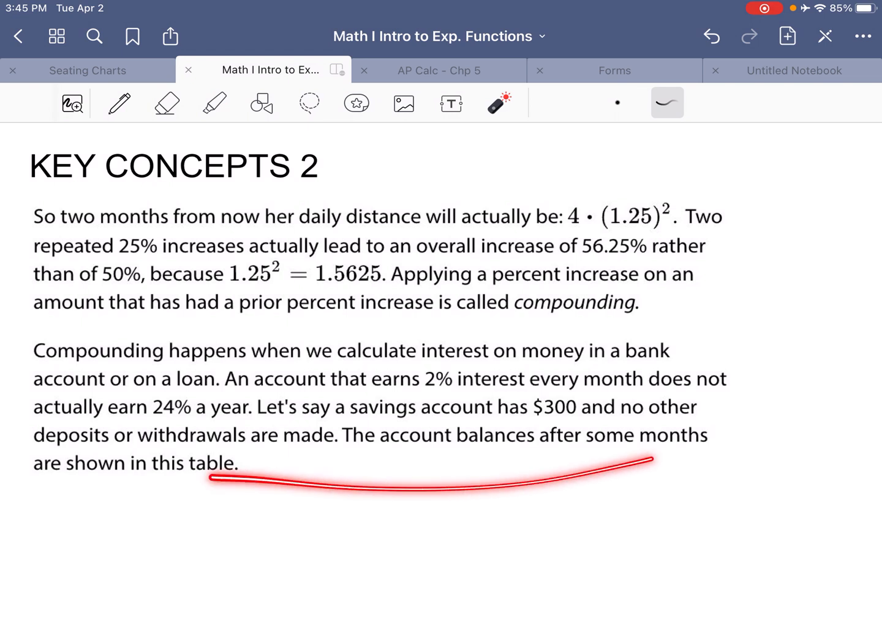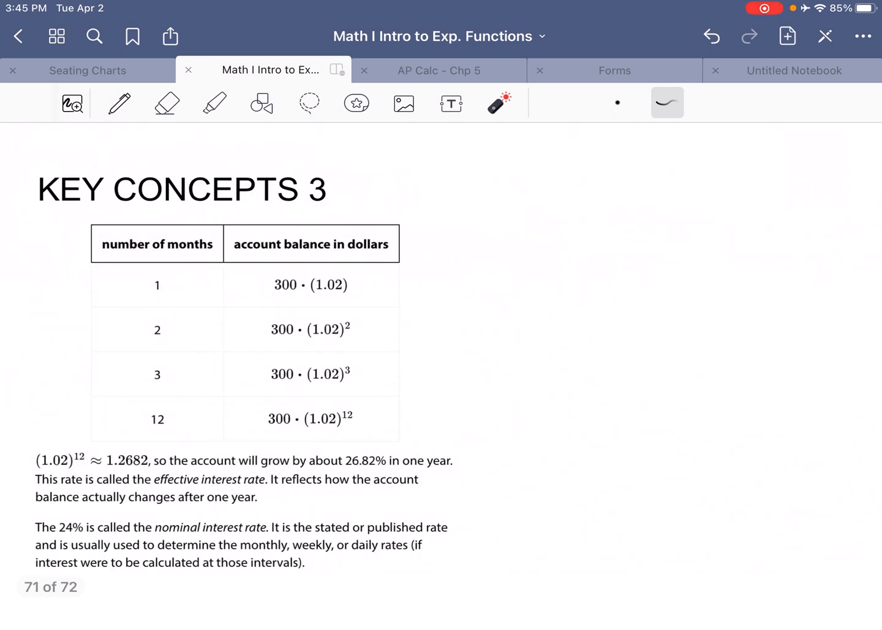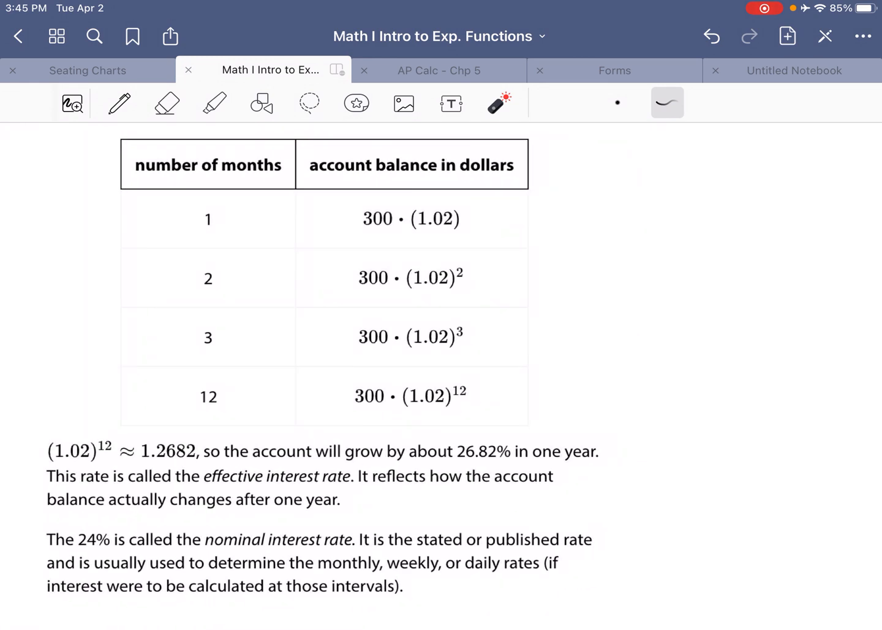A similar thing happens when we're talking about money in a bank. If an account earns 2% interest every month, it doesn't actually earn 24% a year. It's actually going to be more than that. So let's take a look at this table here. Over the course of 12 months, we would multiply by 1.02 12 times, which comes out to be approximately 1.2682. So the account will actually grow by about 26.82% in 1 year and not 24%.